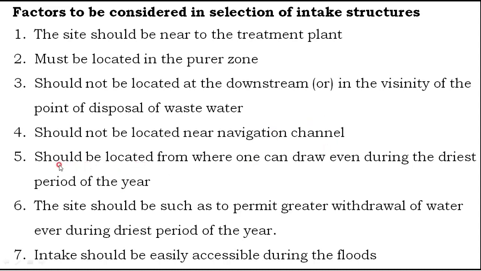Then it should be located where one can draw water even during the driest period of the year. This is also common sense. You should locate the intake structure at the lowest point, so that even in the summer season, even in the driest period of a year, you get water from the intake structure. The site should be such as to permit greater withdrawal of water even during the driest period of the year. It is the same point, written here in a somewhat jumbled way.